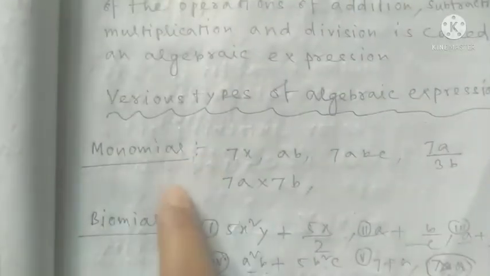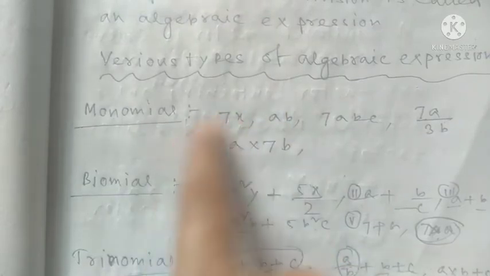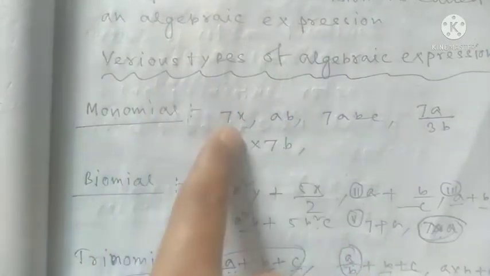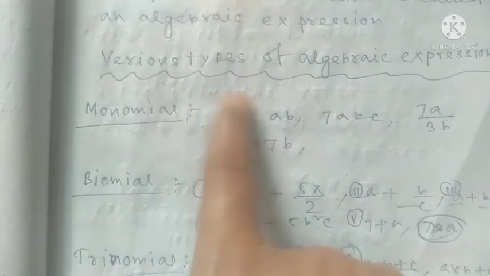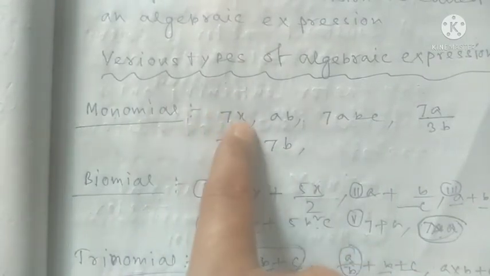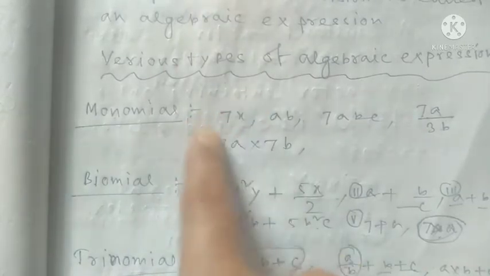Monomial means an expression which has only one term. 7x means there is only one term. But if you say there are 7 and x both, how do we count? Yes, your question is right, but let me clear your concept. 7 into x, the relation between them is multiplication, right? So when there is a multiplication relation, you have to count only one term.